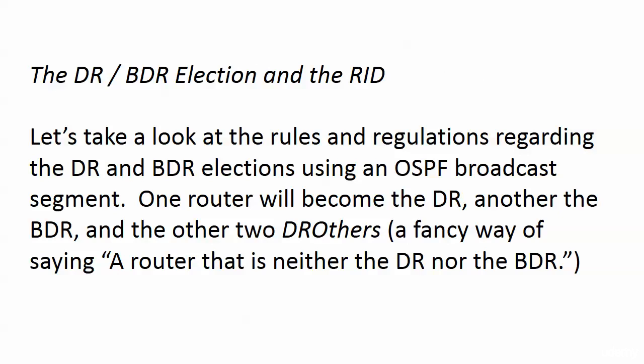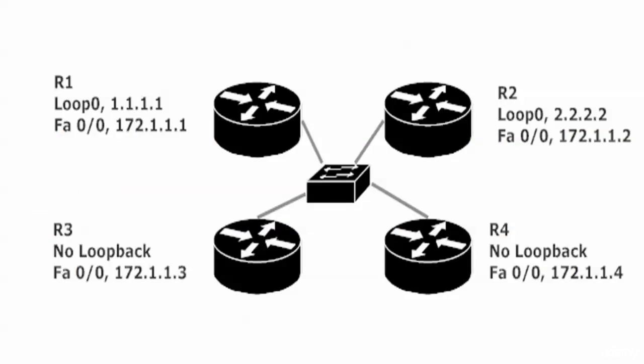And if you're on a broadcast segment, then one router is going to become the DR, another will become the BDR. And if you had four routers on that segment, the other two would become DR others, which is a fancy way of saying a router that is neither the DR nor the BDR. If you had 7 routers on there, then you'd have 5 DR others. That's what's going to happen with the broadcast segment.